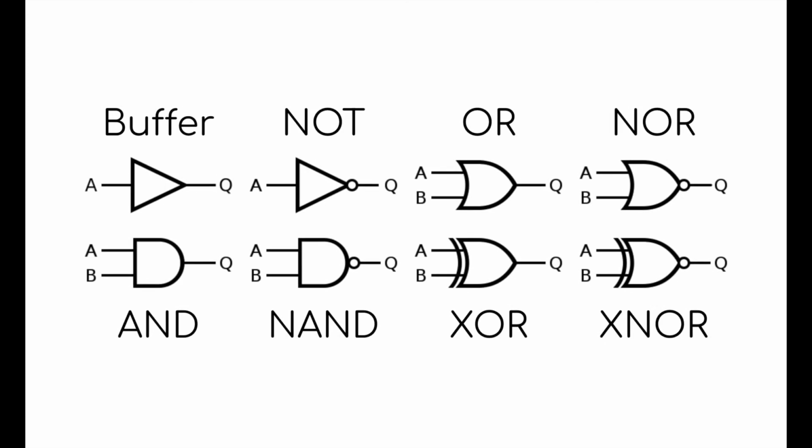So here is just a first impression of all the 8 basic logic gates. Here I have the names and the symbols for the different logic gates. This is a buffer, this is a NOT, this is an OR, this is a NOR, this is an AND, this is a NAND, this is XOR, and this is XNOR. Now I'll explain them all.